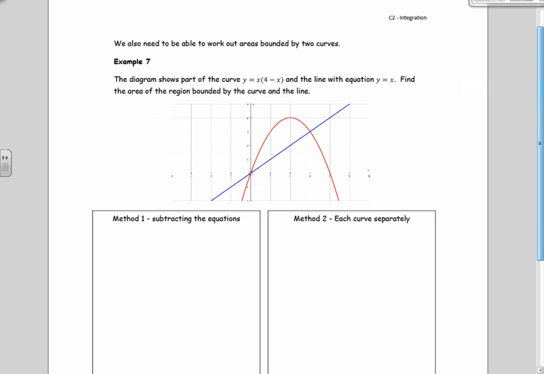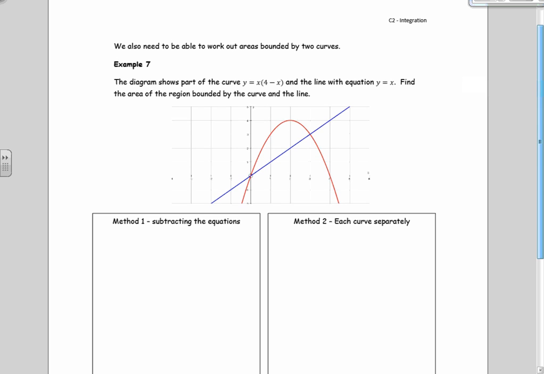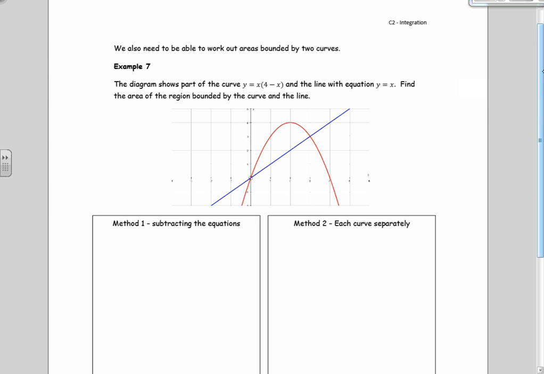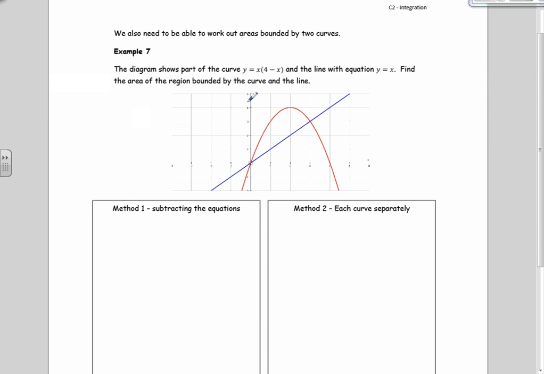C2, integration, example 7. Here we are given the diagram of the line y equals x times 4 minus x and the line y equals x, and we're asked to find the region bounded by the curve and the line. So that is this region here. I'm just going to say that y equals x times 4 minus x is the same as 4x minus x squared. So I'm going to be integrating between 0 and 3 for this first method, which is subtracting the equations.